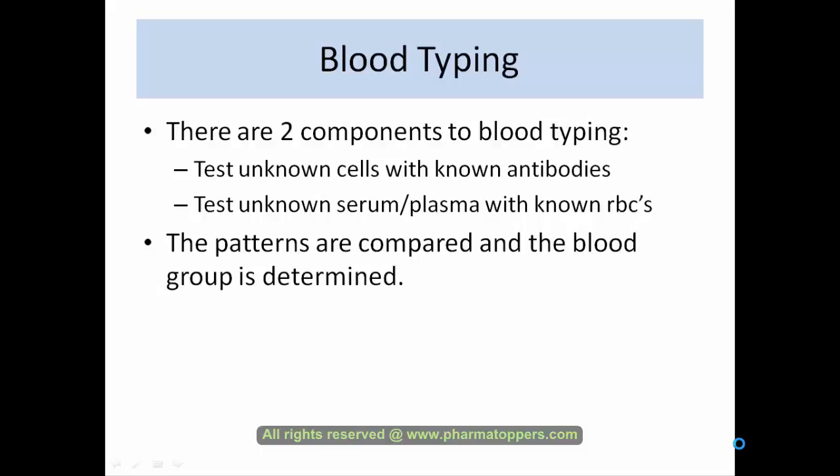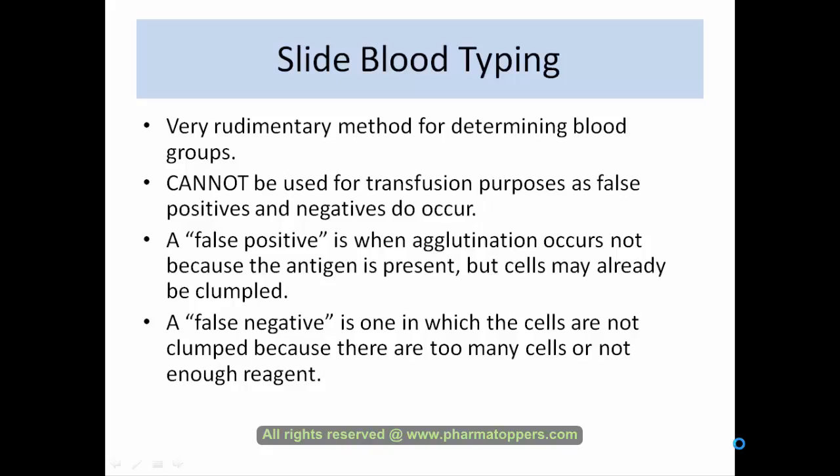So now the blood typing, how can we detect the blood group? There are two components. The blood typing tests the unknown cells with known antibodies and tests the unknown serum with known RBCs. The patterns are compared with the blood group as determined. The slide blood typing is a very rudimentary method for determining the blood group and cannot be used for the transfusion process, as false positives and negatives do occur.